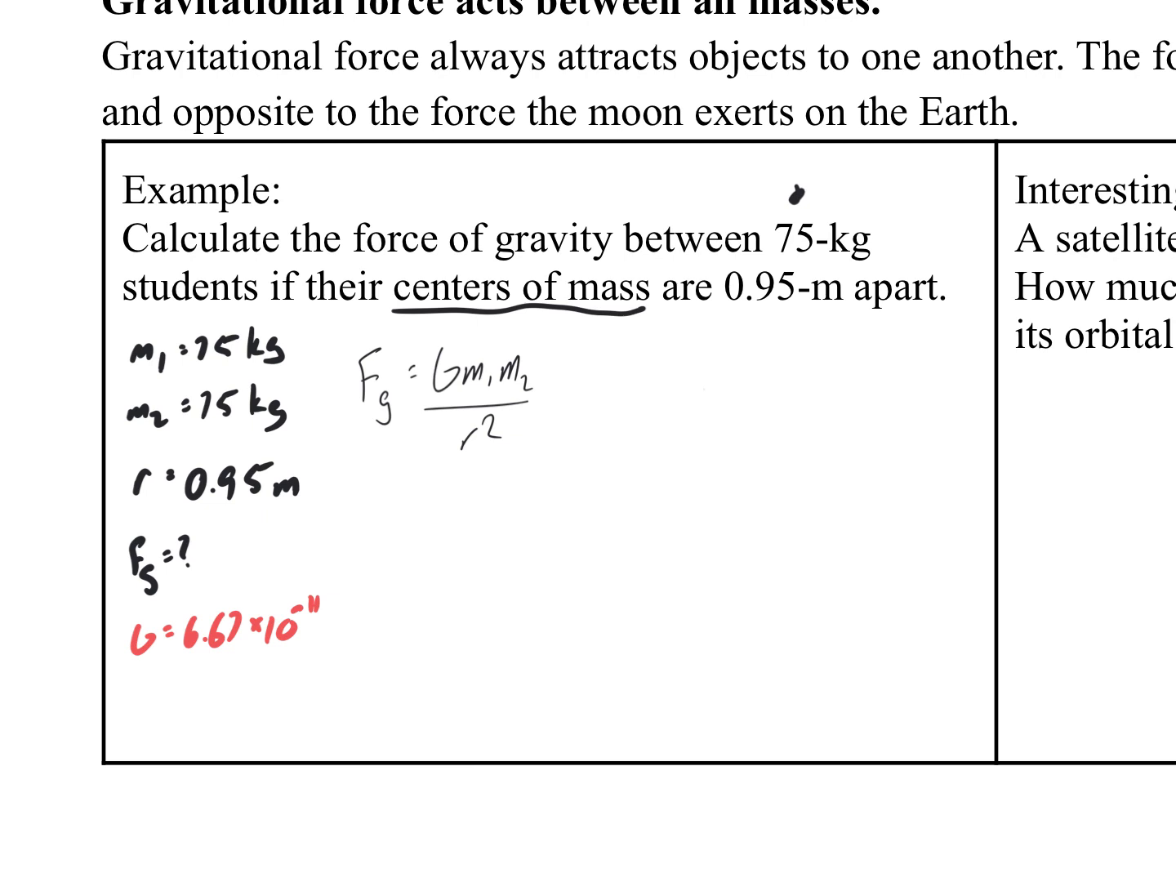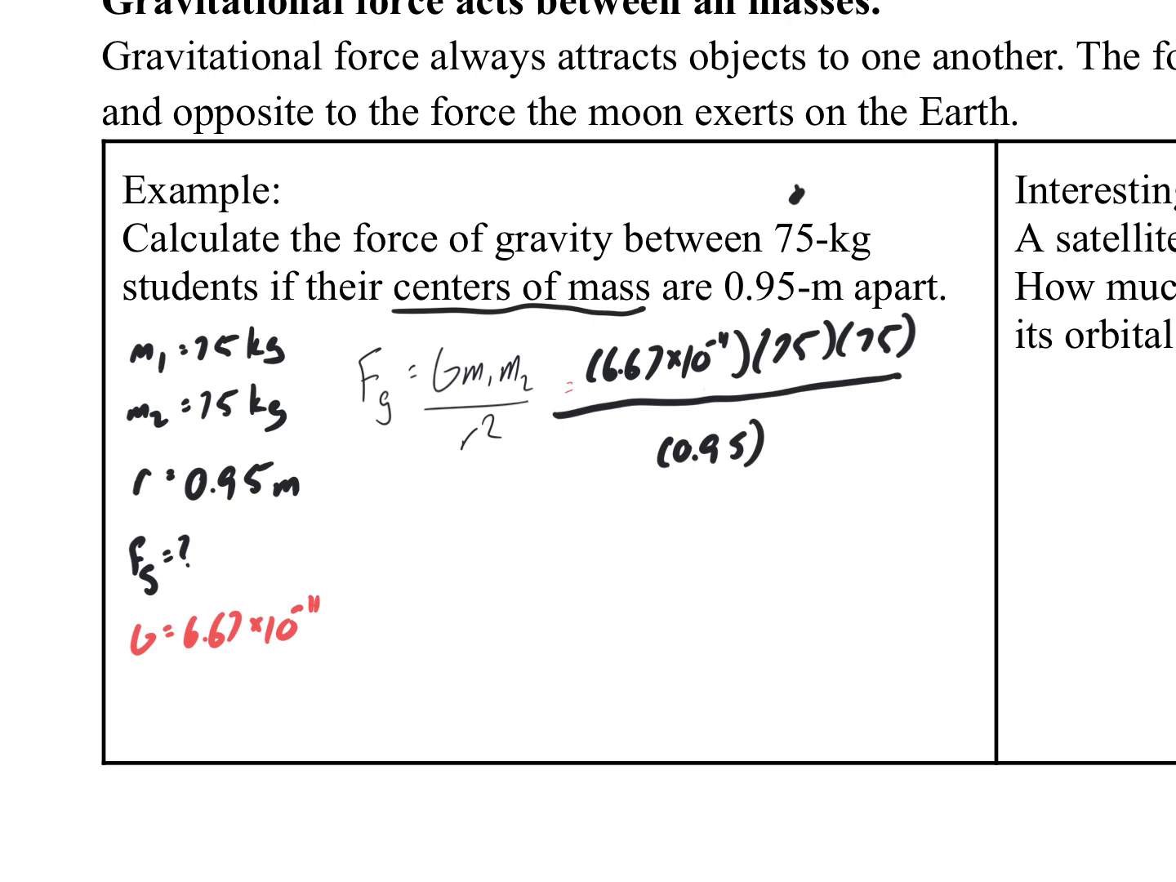We have big G, that's 6.67 times 10 to the negative 11th. And then you can do 75 squared or just plug it in. So first time we've done it, we'll just plug them in. Divided by r squared, so 0.95 squared. When I plug in all these numbers, I get this really small value of 4.157 times 10 to the negative 7th newtons.